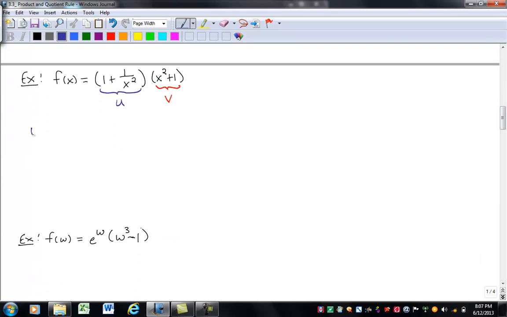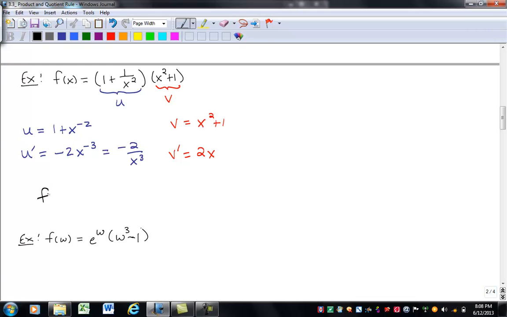So the derivative of u, well, first let's rewrite u so it's easier to find the derivative. That's 1 plus x to the negative 2 power, because the x squared is on the bottom. So when I take the derivative, the derivative of 1 is 0. The derivative of x to the negative 2 is negative 2 x to the negative 3. By the way, that's the same thing as negative 2 over x cubed, because the 3 is negative. My v is x squared plus 1, so that means that the derivative of v is just 2x.